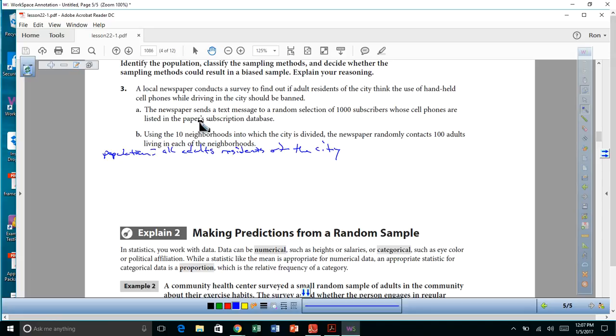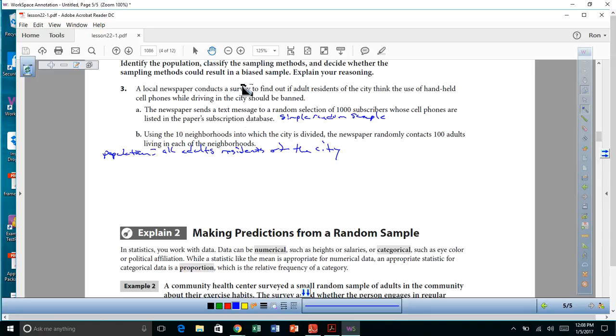Decide whether the sampling methods could result in bias. All right, so A, the newspaper sends a text message to a simple random sample of subscribers with cell phones. Everyone has an equally likely chance of being chosen. So that's a simple random sample.